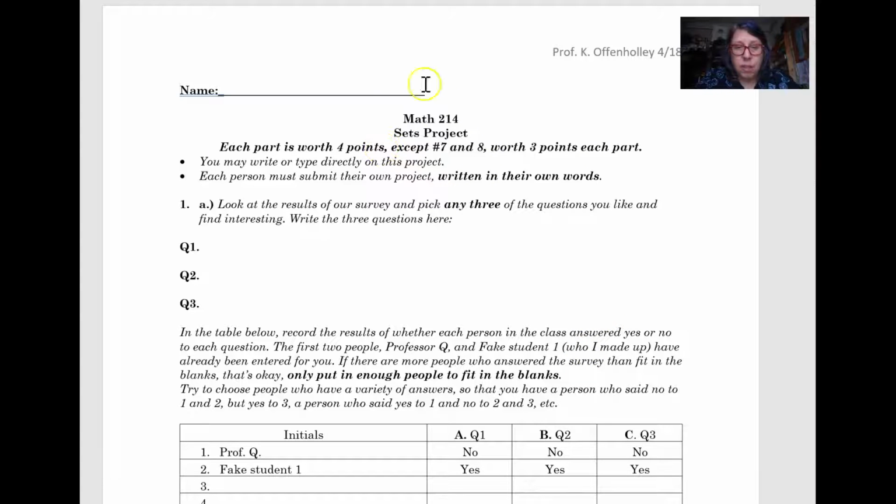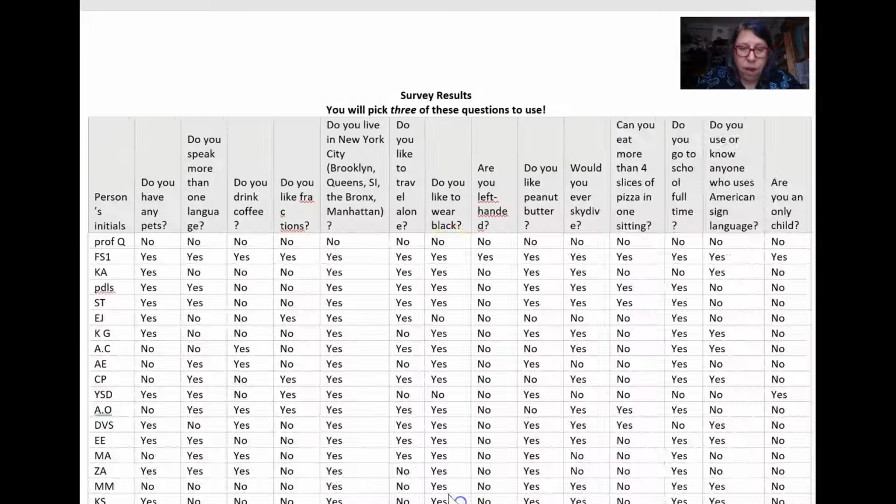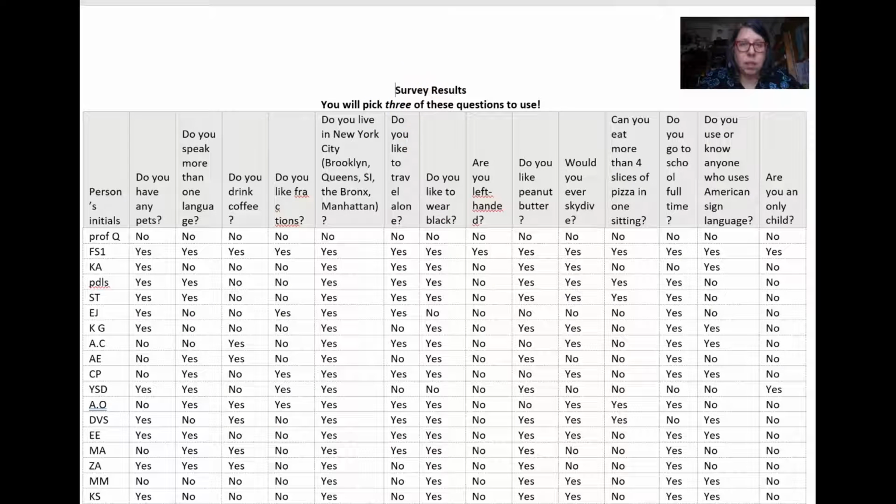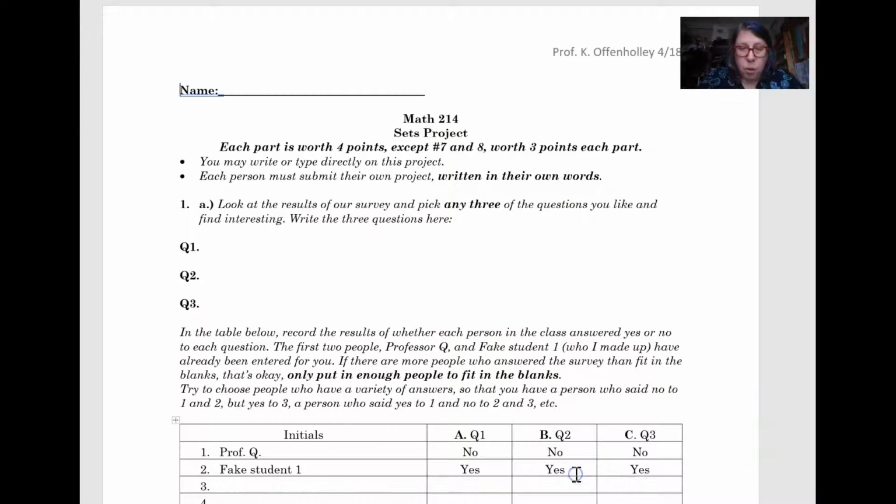So you should have the SETS project open, and then you're also going to have the file open that's our Chapter 3 Project Survey Answers, and that shows all the results of all the questions that people answered in our class. So you go to your project, and it says pick any 3 of the questions you like and find interesting.